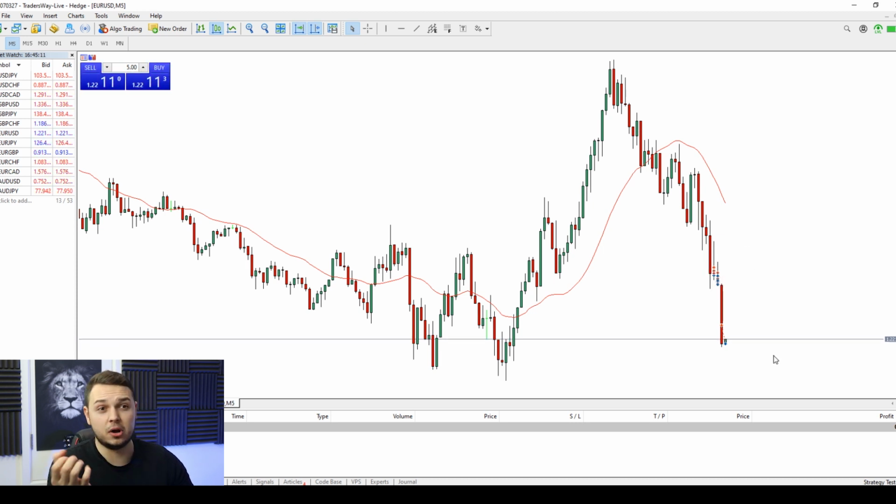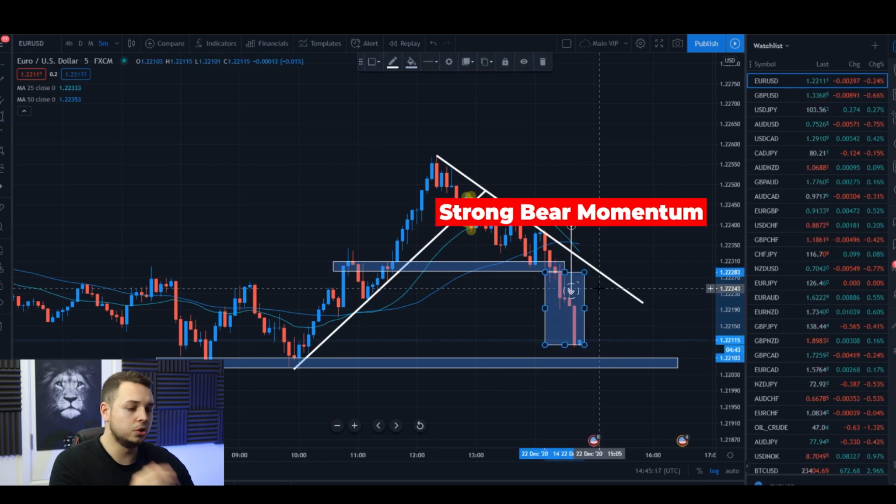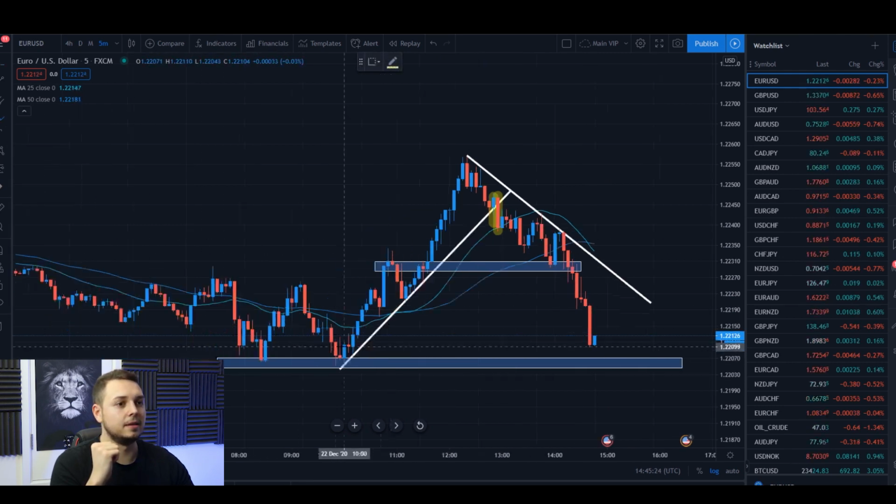So let's go back to the charts. As you can see, it's shooting towards the downside over here. Huge push towards the downside, showing bearish momentum. However, there is a support, as I said, in these area zones.